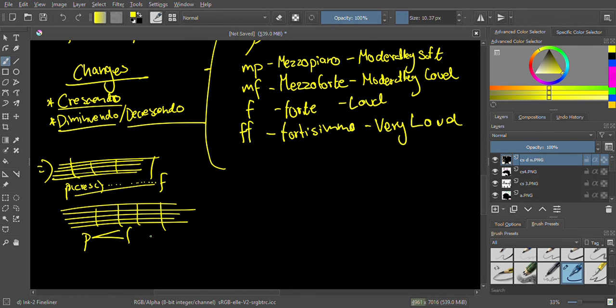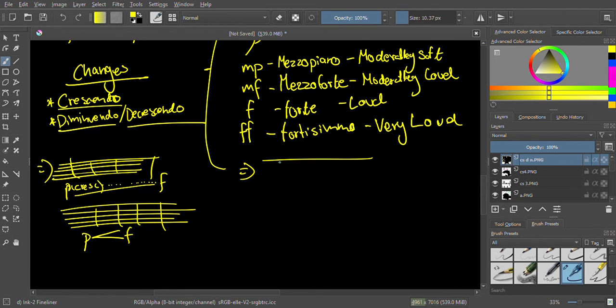Right now I'm using piano to forte, but you could go from pianissimo to mezzo piano, or forte to fortissimo, mezzo forte to forte, or pianissimo to fortissimo. Anything works, right? And once again, this line means to get louder across that period in time. Then for diminuendo or decrescendo, you will see a similar thing.